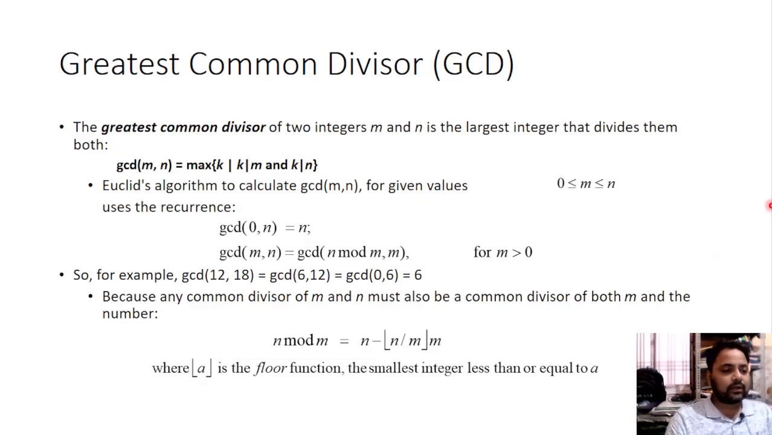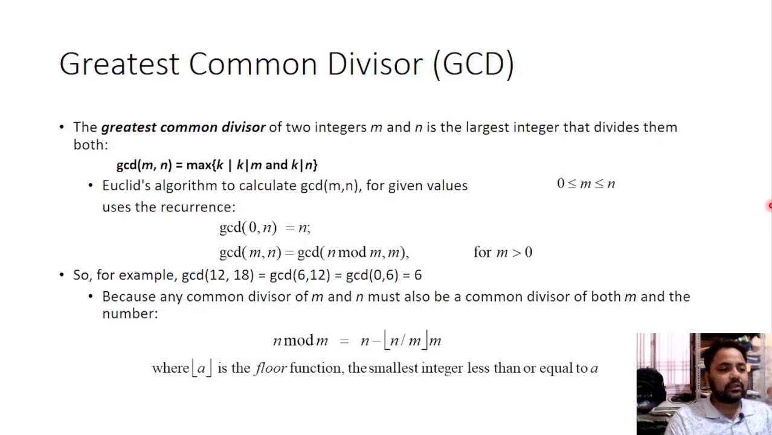So here we are on the greatest common divisor. The greatest common divisor of two integers m and n is the largest integer that divides them both. Like GCD of m and n is equal to the maximum of k such that k divides m and k divides n.